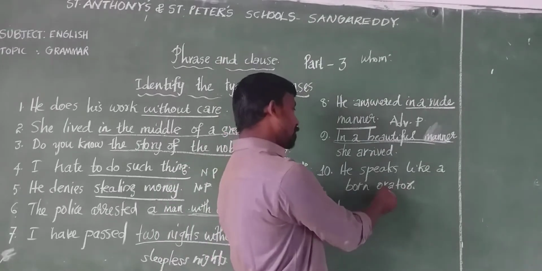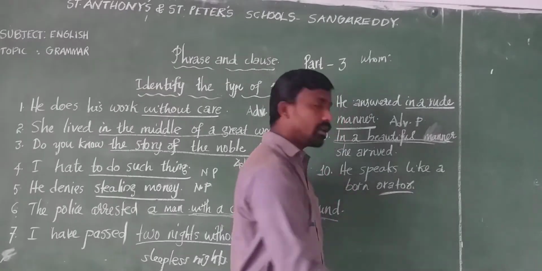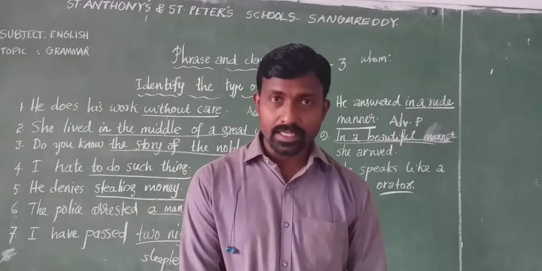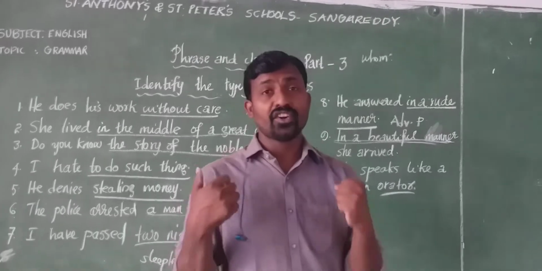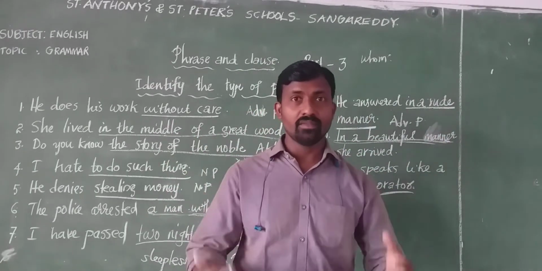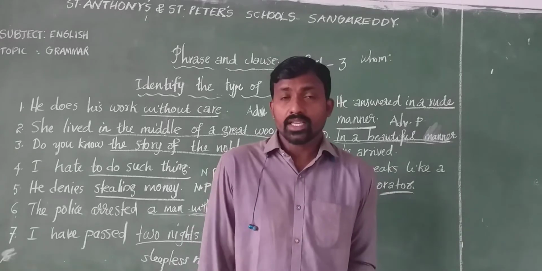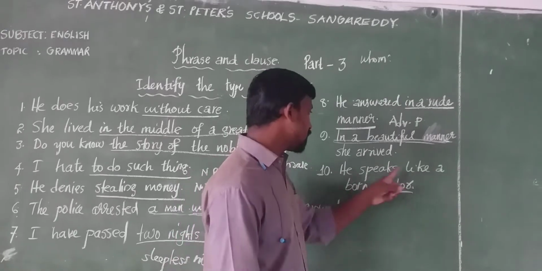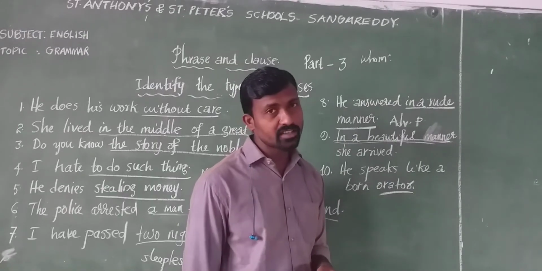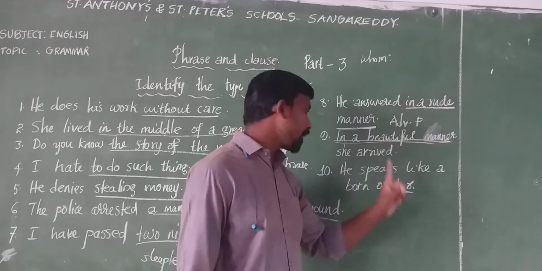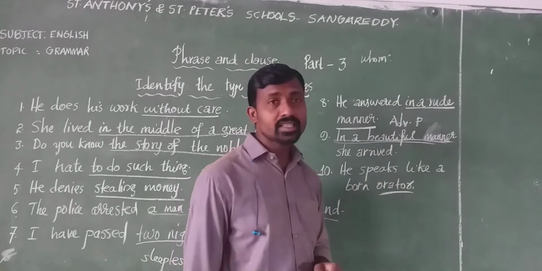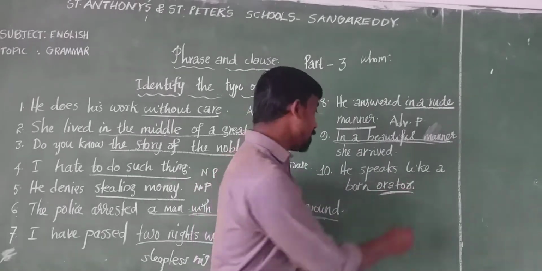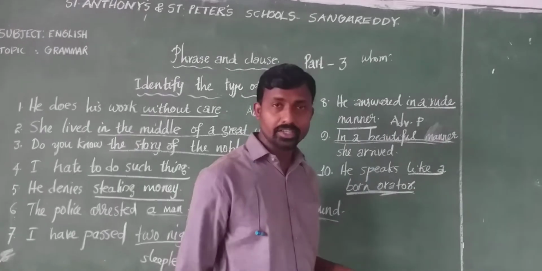Right, now he speaks like a born orator. What do you mean by orator? A person who is good at public speaking, a person who has a lot of speaking skills. Some people are very much afraid of facing the public, right? If we go in front of a mass audience or large crowd, we get a lot of nervousness, right? But a born orator is good at speaking. So he speaks like a born orator. What kind of phrase is this going to be? Adverbial phrase, because we get information: how does he speak? Like a born orator.